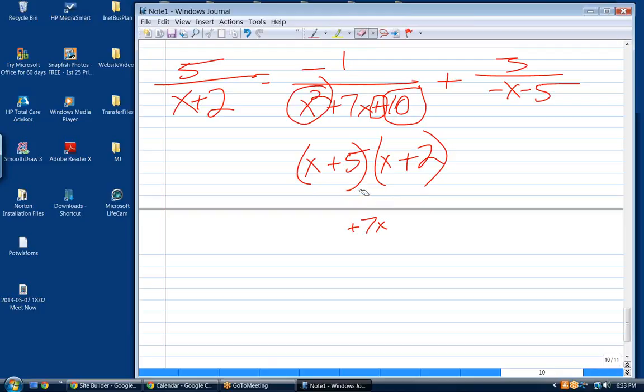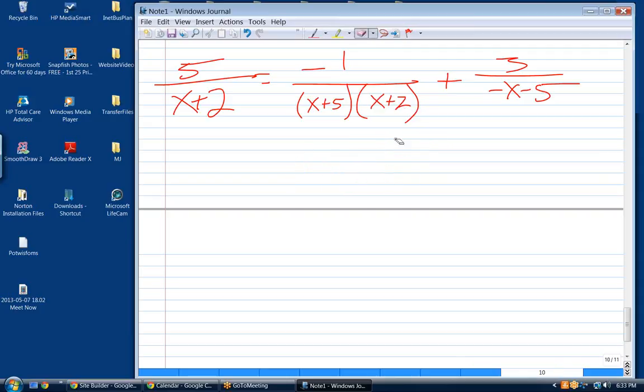So let me replace all of this with this. X plus 5 times x plus 2. Now, right offhand, it doesn't necessarily look like that helps much. But look over here, I've got an x plus 2. And look over here, I got something that looks an awful lot like x plus 5, only it's got a negative sign.